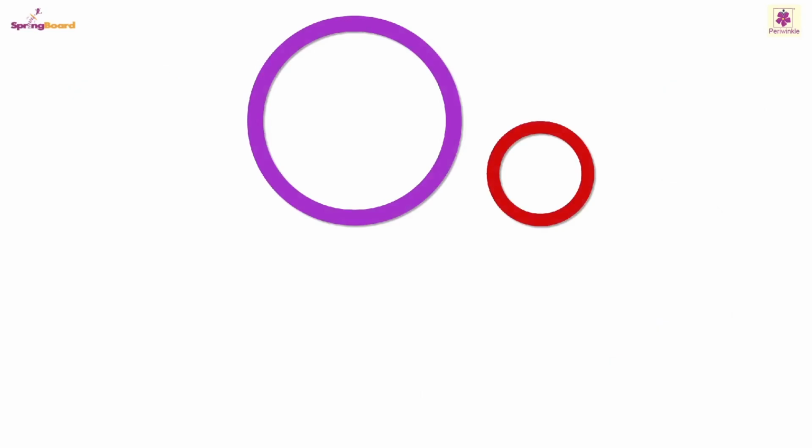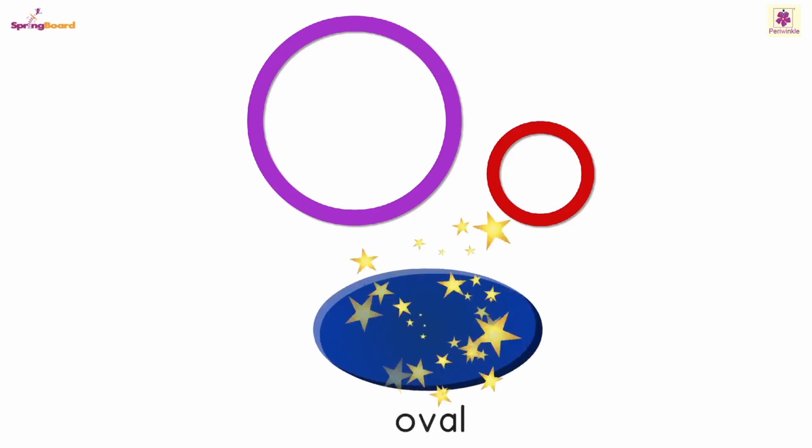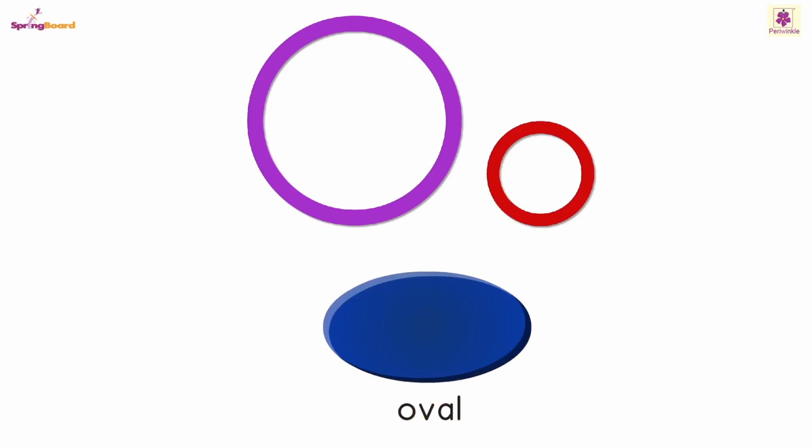Letter O has one more sound, O. Here, letter O appears to be saying O. Oval.